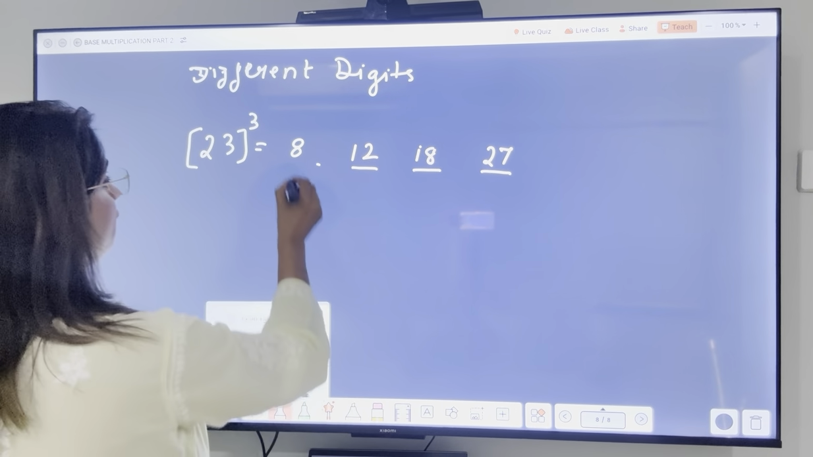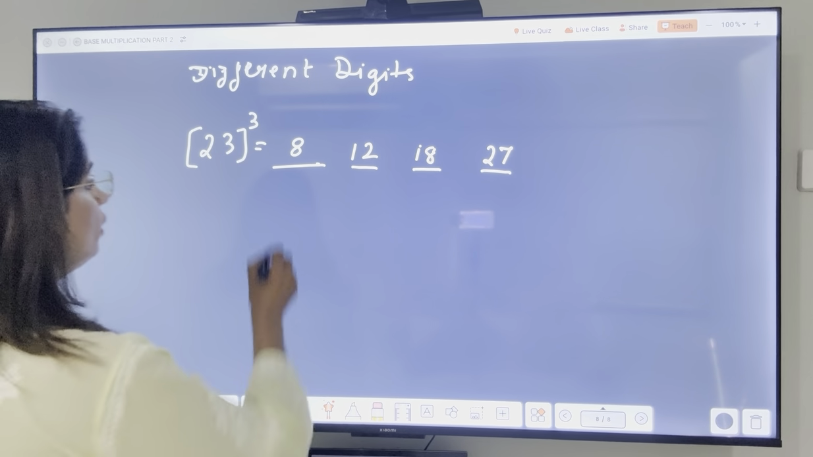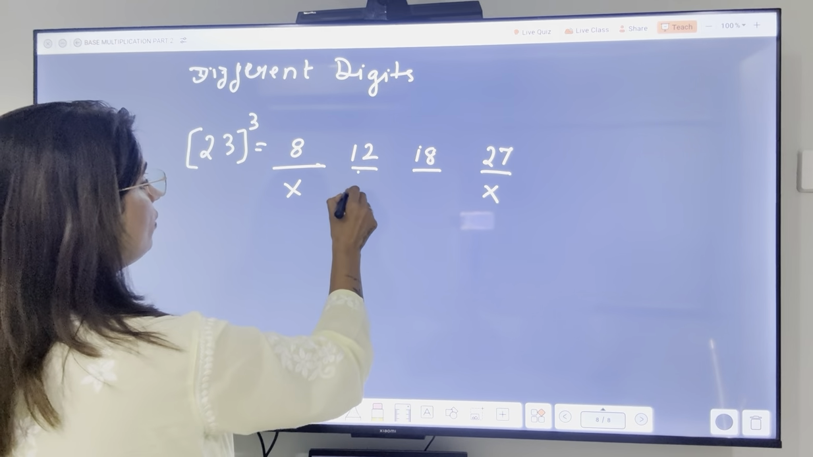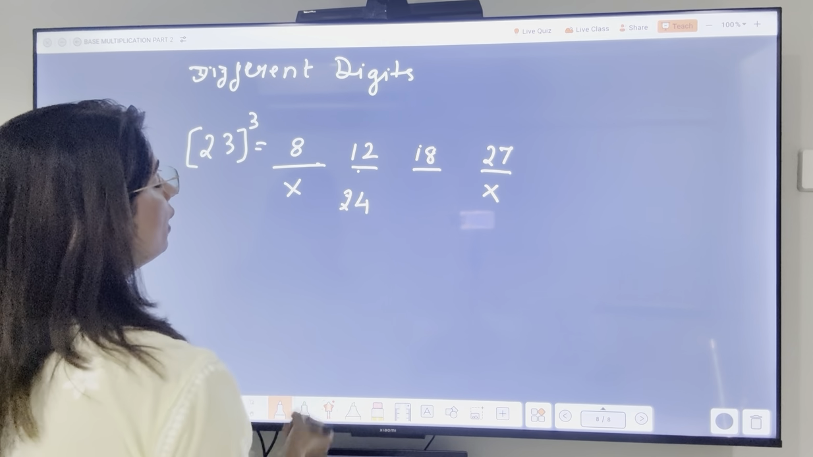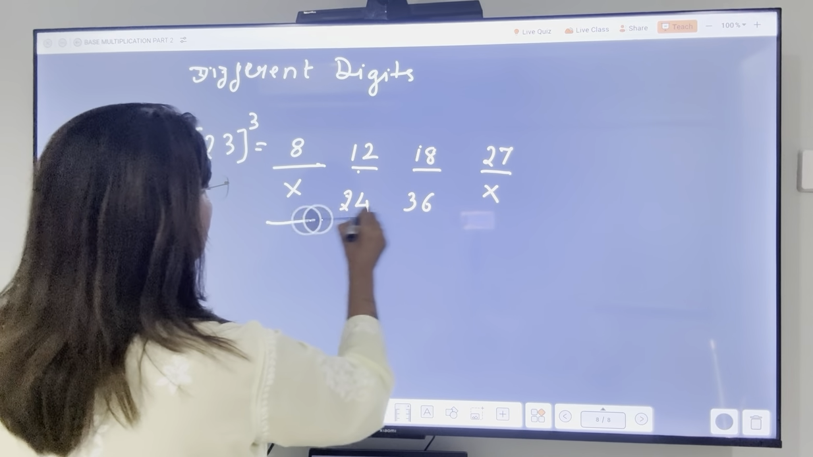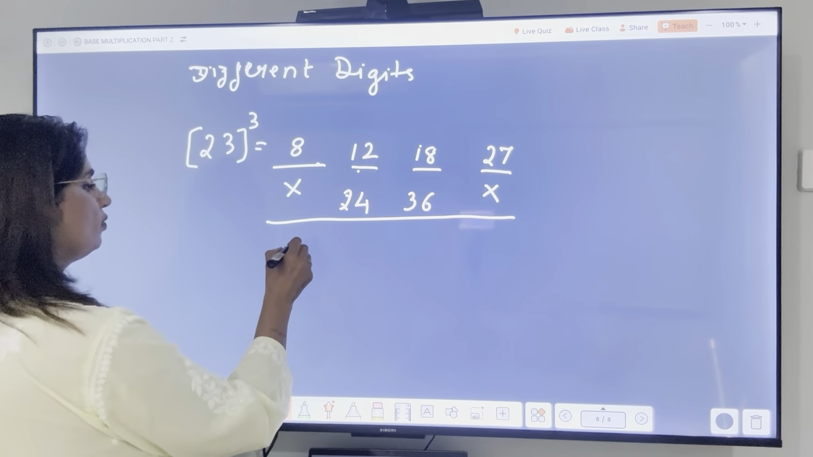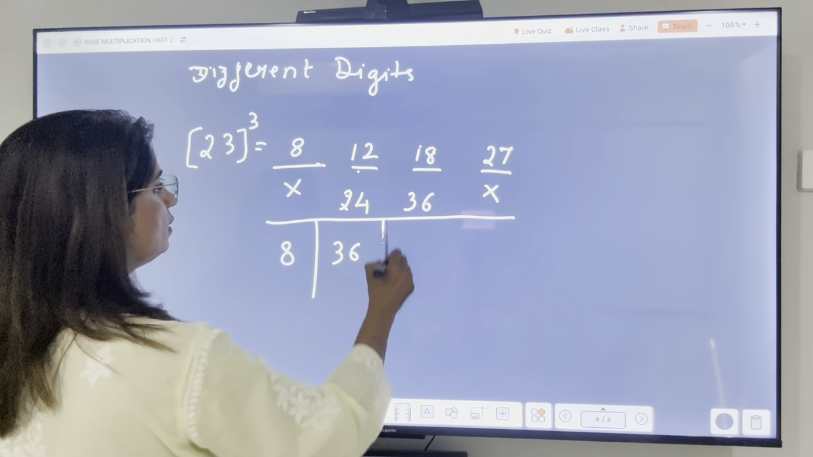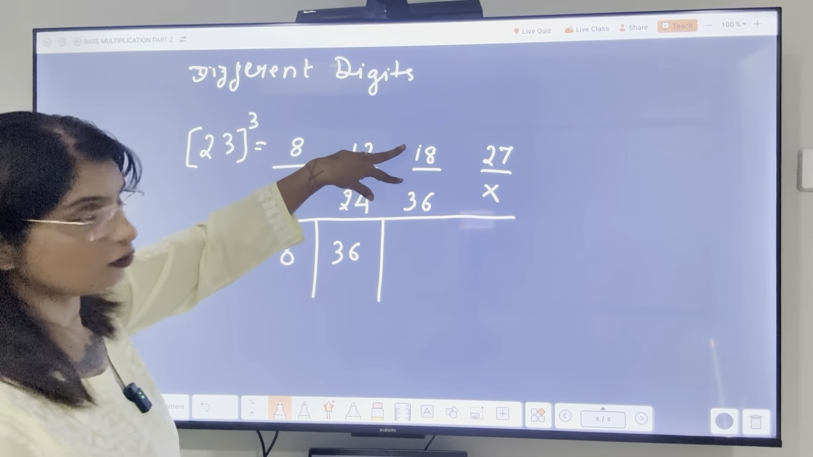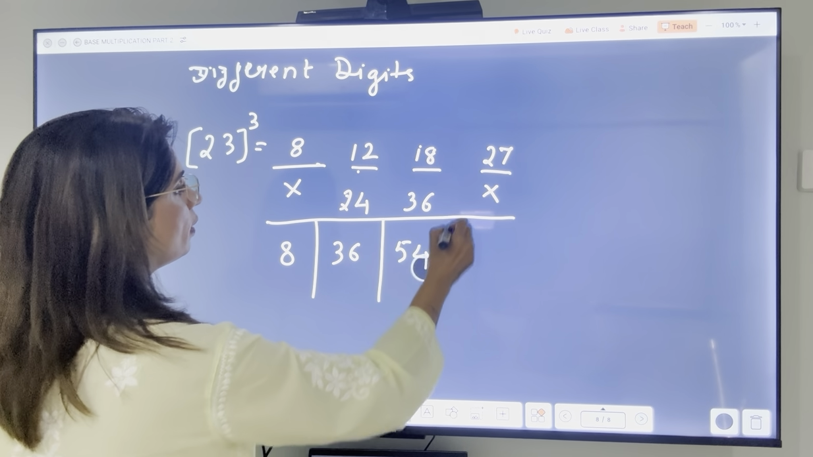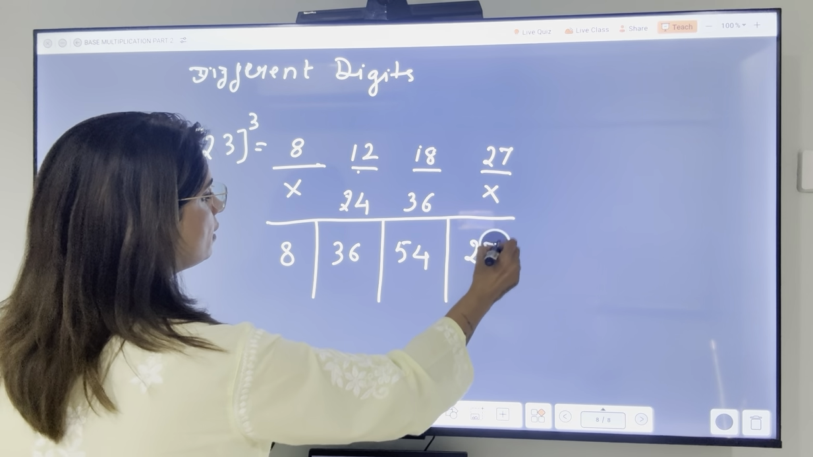All right. Then same thing we are going to do. We are going to cross this out. We are going to cross this out. You're going to double this number, which is equal to 24. And then you're going to double this number, which is equal to 36. And then, as usual, let us see. You have 8. In this section, you have 36. In this section, you have 3 plus 1, 4. 4 plus 1, 5. That will give you 54. And this section, you have 27.